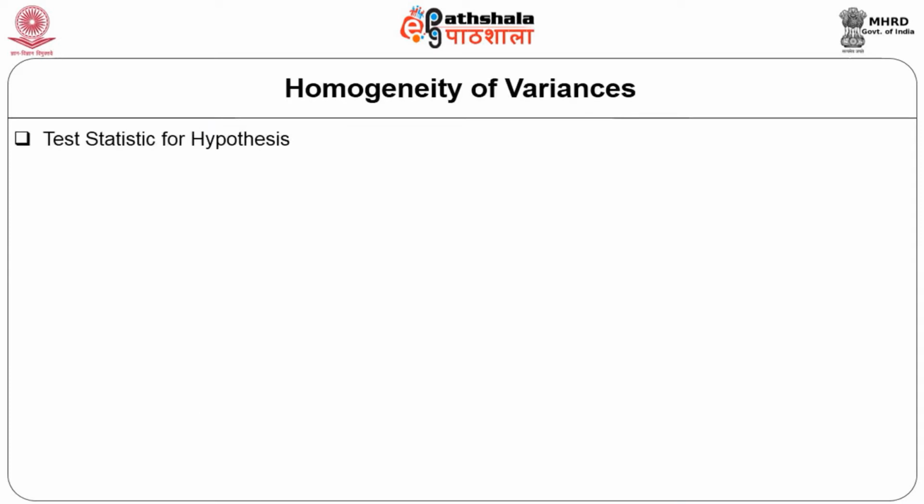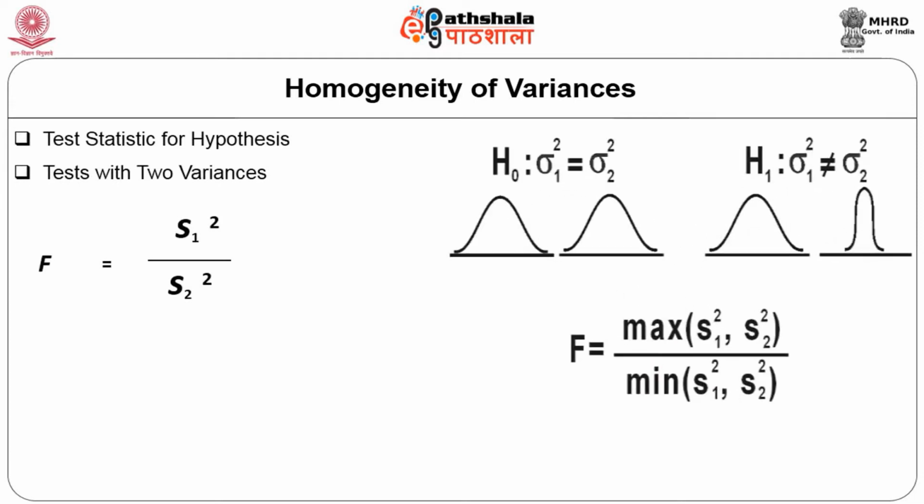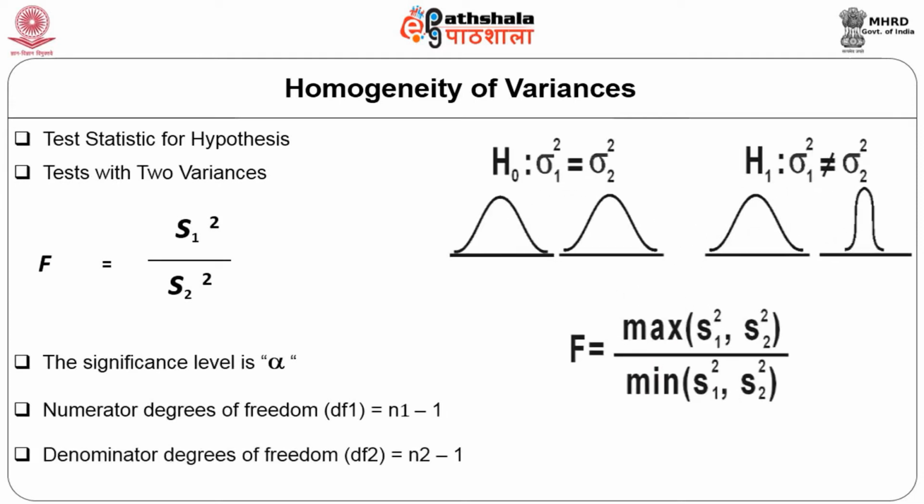The second one is homogeneity of variances, or seeing that the variations are the same in the two groups. If you see on the screen, the test of hypothesis with two variables, you have two distributions or two groups of data. If your variations are the same, the null hypothesis is sigma 1 square is equal to sigma 2 square, that means the variance of the first group is equal to the variance of the second group. The shapes are also the same, as we can see in the figure. And in the alternative hypothesis, the variations are not the same, that means H1 is sigma 1 square is not equal to sigma 2 square, and we can see the shapes are different.